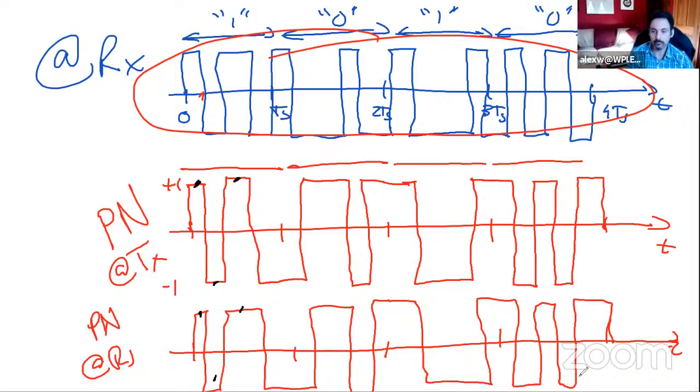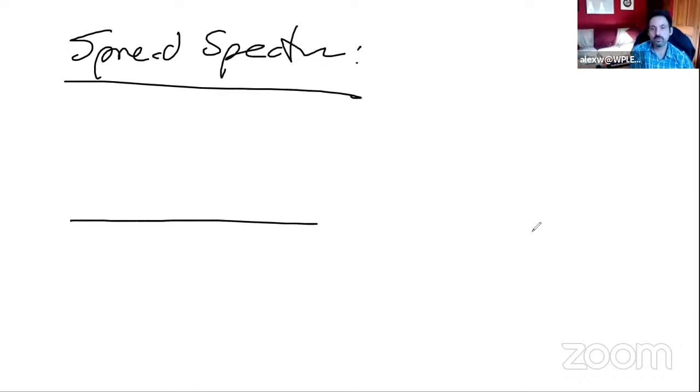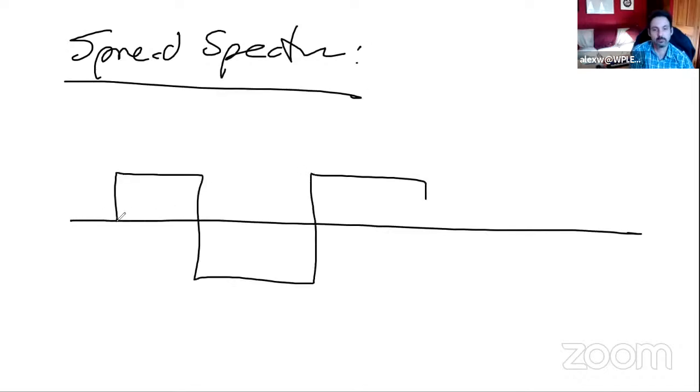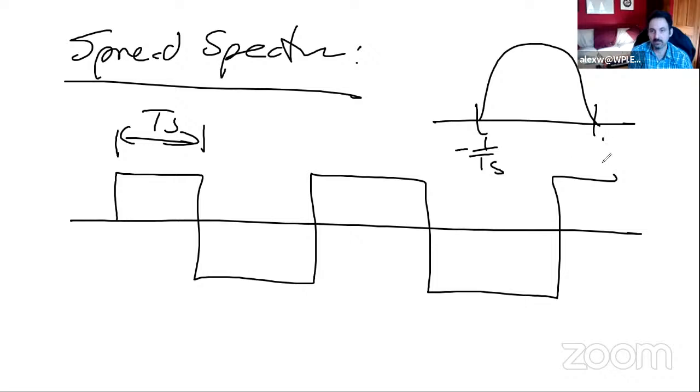Now, why do we call it spread spectrum? Well, this is why. So if we had this, that's our original signal. This is TS, right? What's the bandwidth of something like that? Well, approximately, it's going to be something that looks like this, right? Minus one over TS, something like that. What happens if now we spread it?